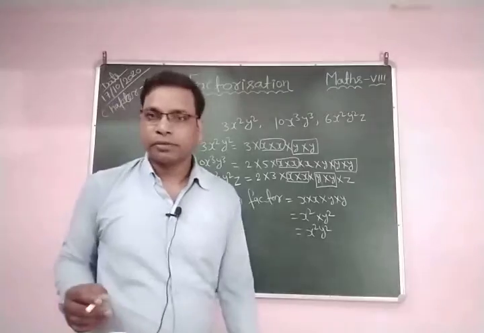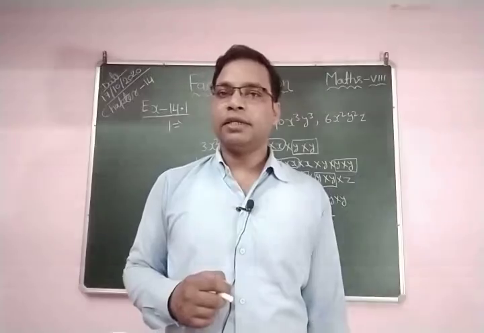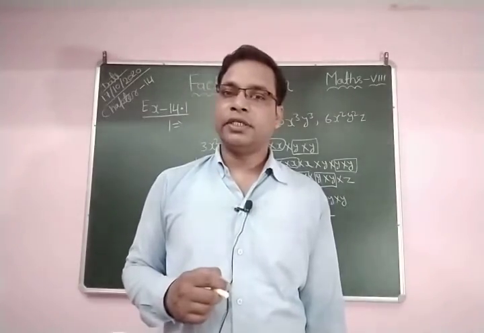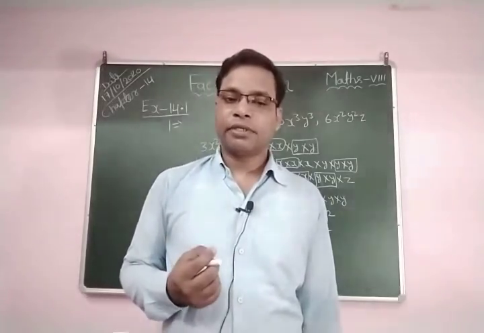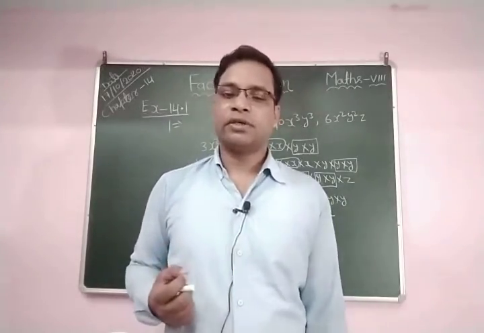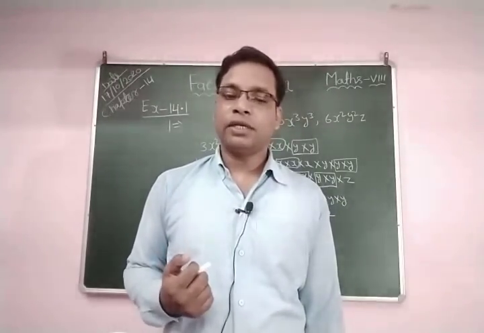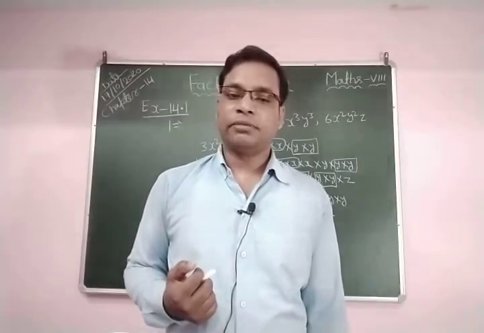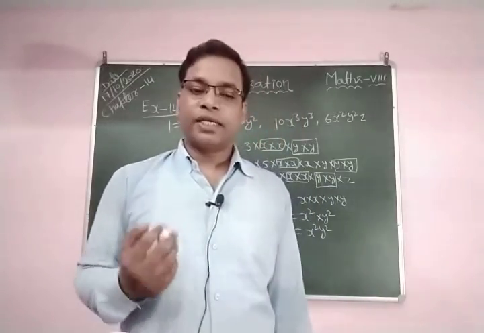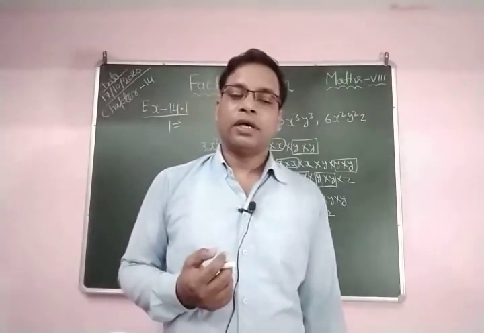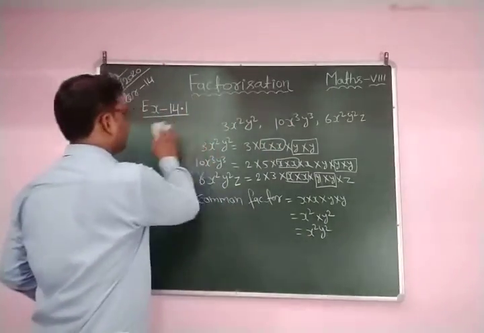So for any given algebraic expressions, when you need to find the common factor, first we break each into a product of irreducible factors. After this, you can check what is common between them and take the common factors. I hope all of you understood how to find the common factor of the given terms. Now we are going to discuss how to factorize the given algebraic expressions. First, question number 2 of exercise 14.2.